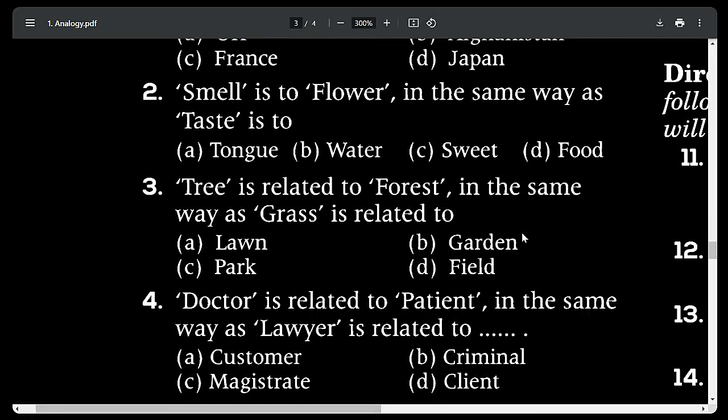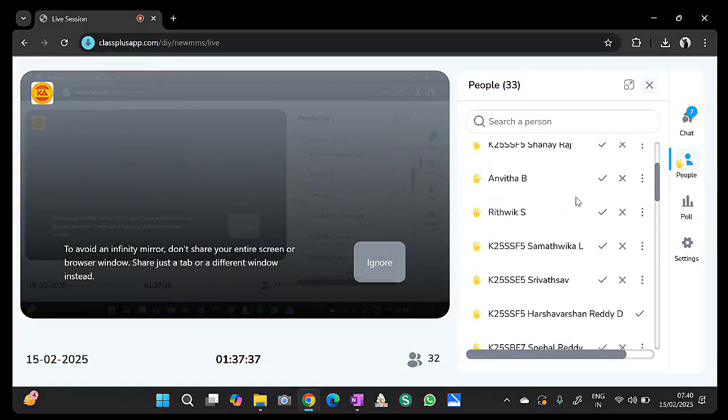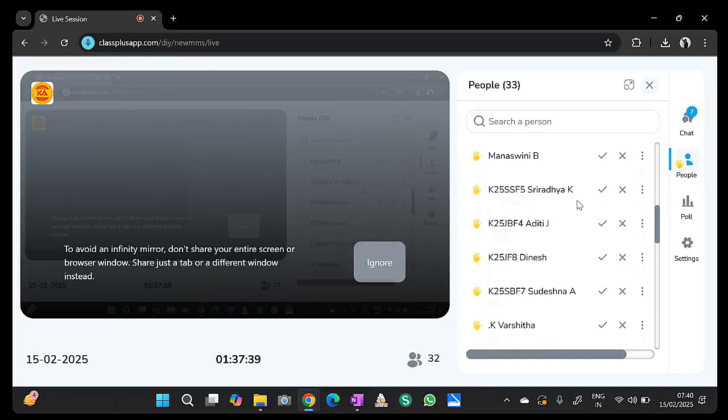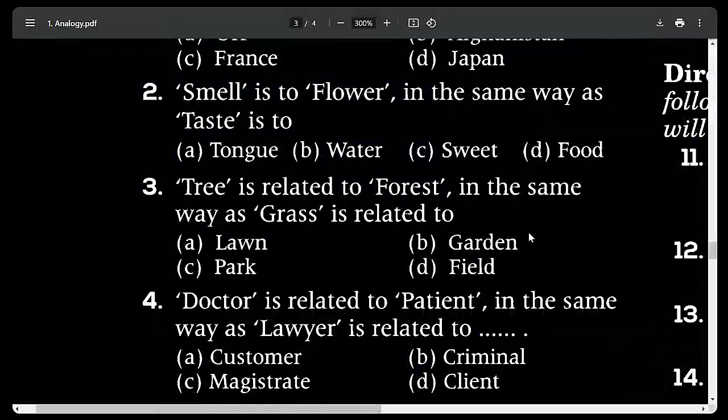Doctor is related to patient in the same way as lawyer is related to that. Customer, criminal, magistrate, and client. Doctor is related to patient in the same way lawyer is related to dash. To answer this question, so many students are raising hand. Let us ask Sudeshna. Sudeshna, can you give the answer?